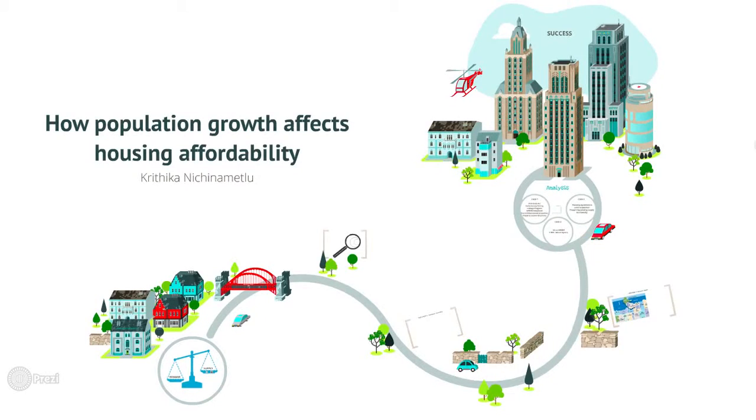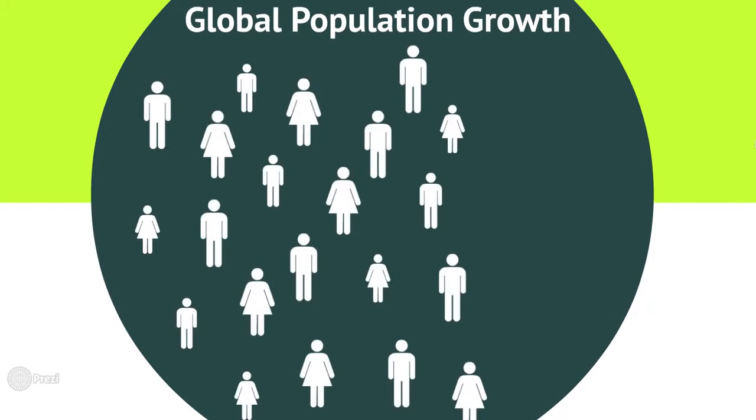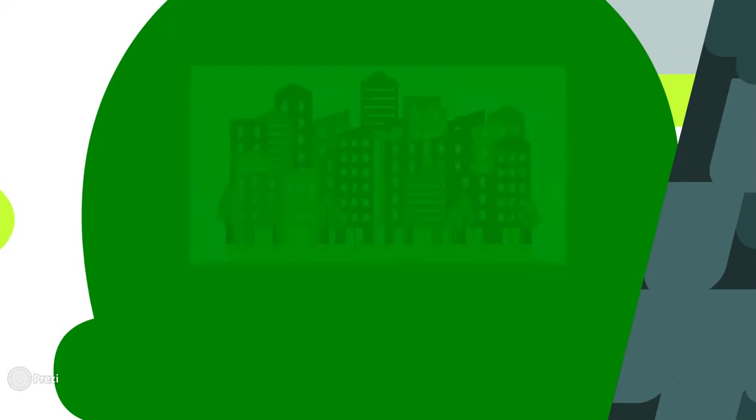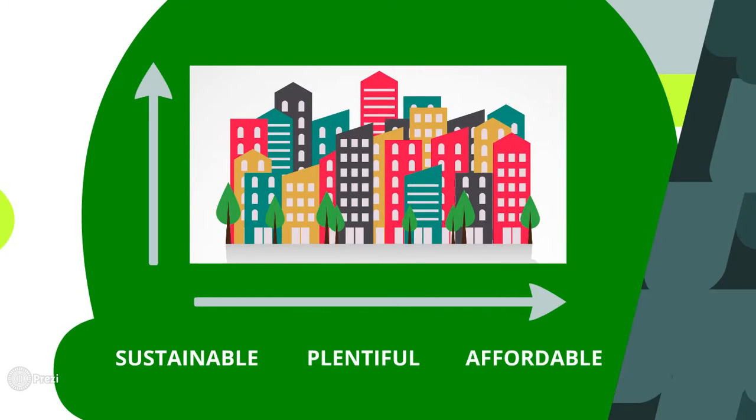In this presentation, I'll be discussing how population growth affects housing affordability. By 2050, the world's urban population is projected to grow by 2.6 billion. Rapidly growing cities need to make room for expansion and make realistic projections on their future land needs with views on sustainable, plentiful, and affordable development.